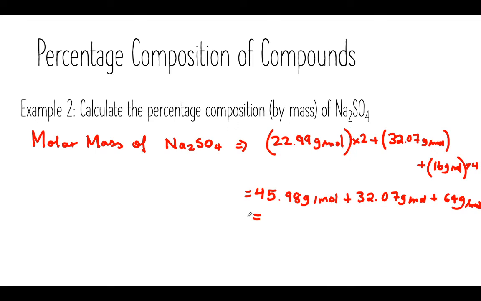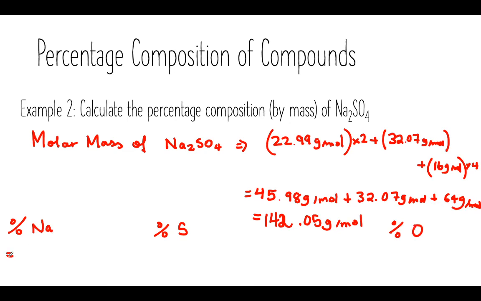And my total here is 64 plus 32.07 plus 45.98. This will give me 142.05 grams per mole. And just as we did earlier, we have percentage of Na here, percentage of sulfur here, and maybe off to the side I'll do percentage of oxygen.